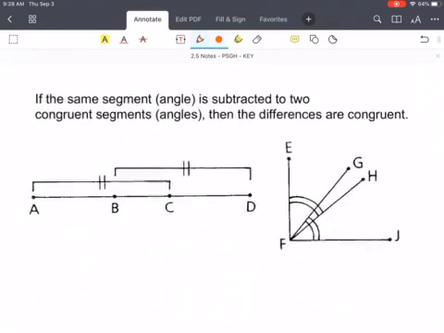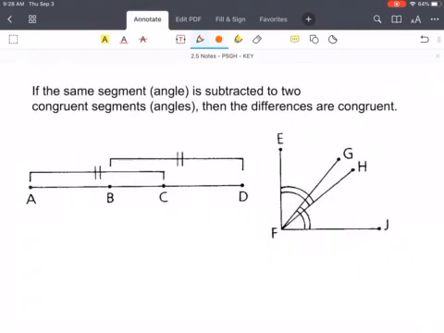Next two examples are going to go in the exact opposite direction. So I'm starting with the bigger segments or angles, and I'm going to get smaller, which is letting me know that I'm using the subtraction property. So in this case, I have the bigger segments are marked congruent, and they have an overlap. If I get rid of the overlap, so I subtract that from the bigger segments, then I'm going to be left with AB and CD are congruent.